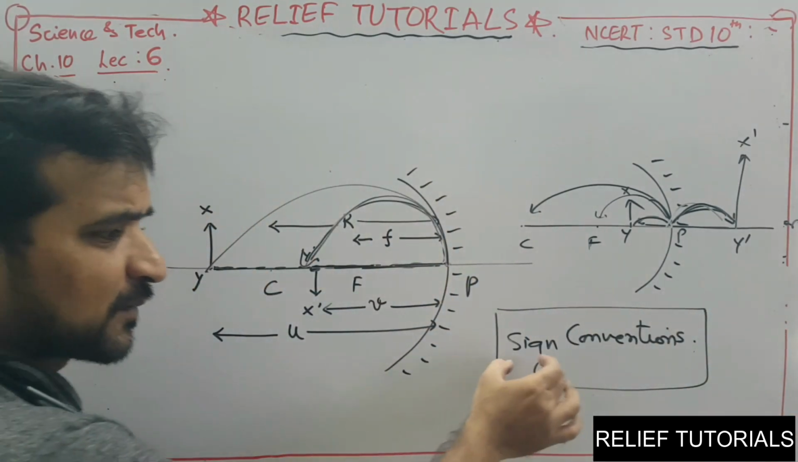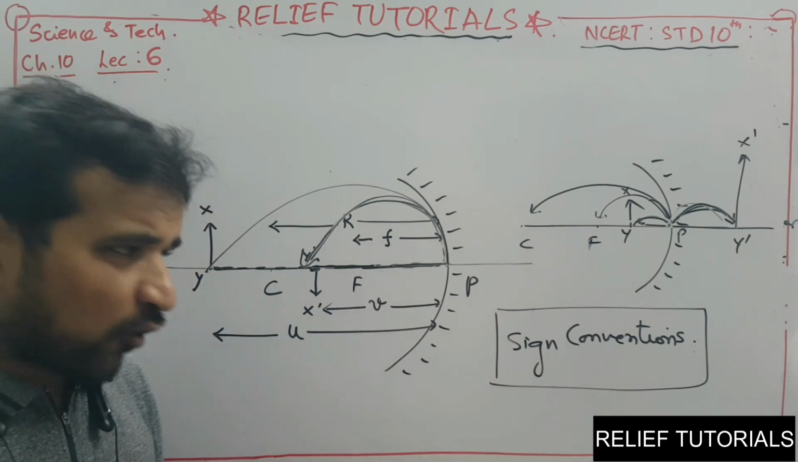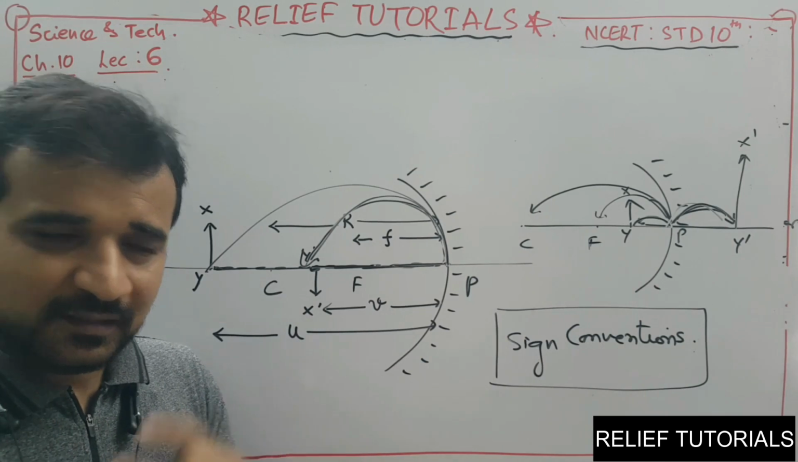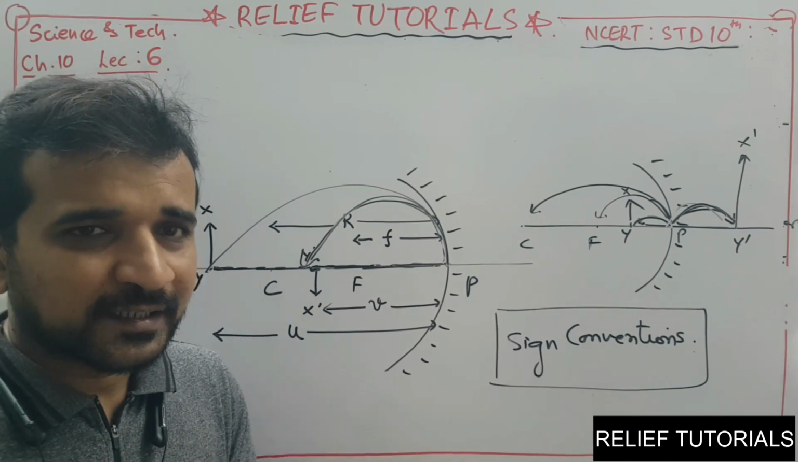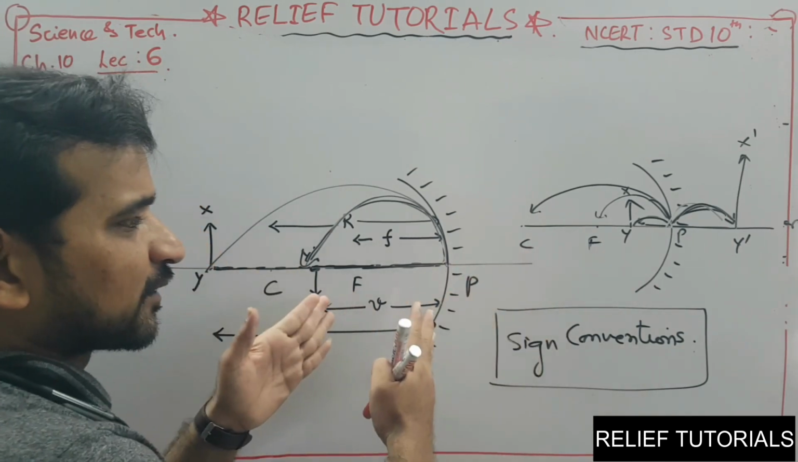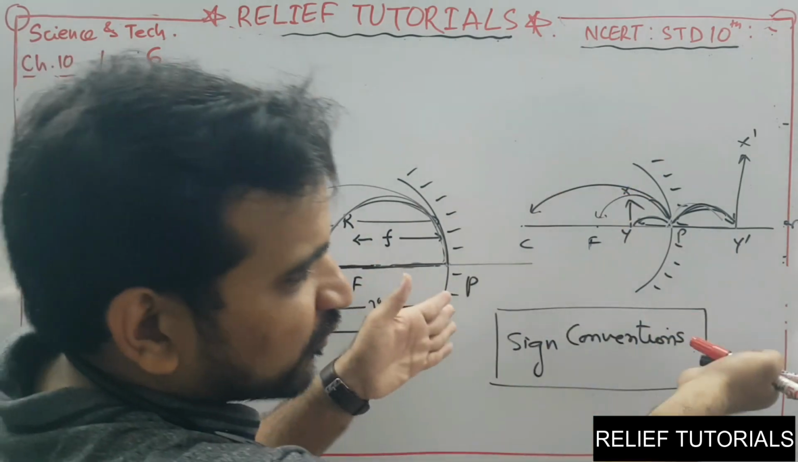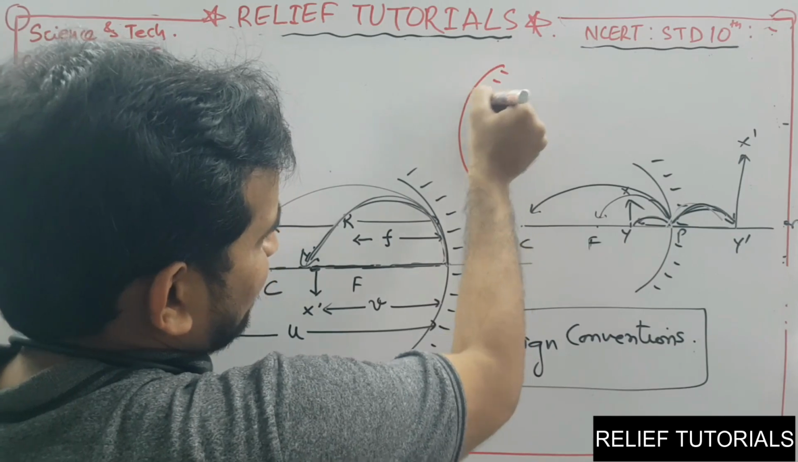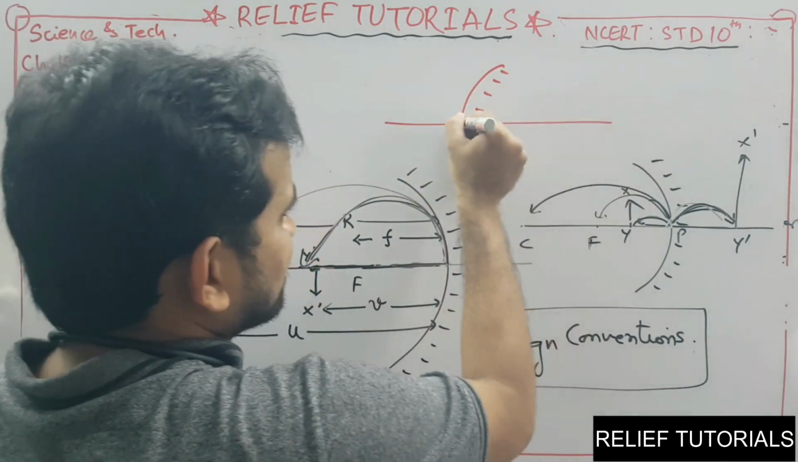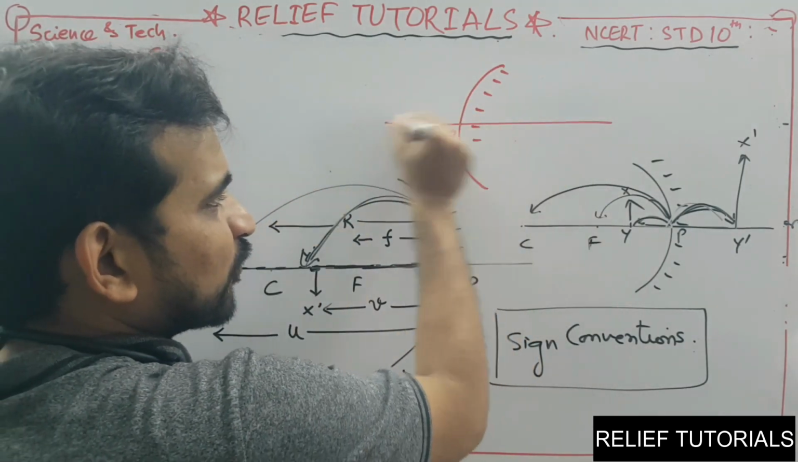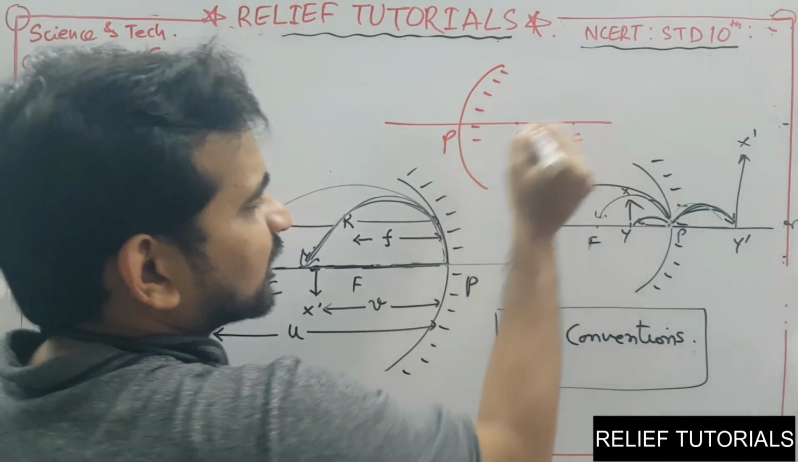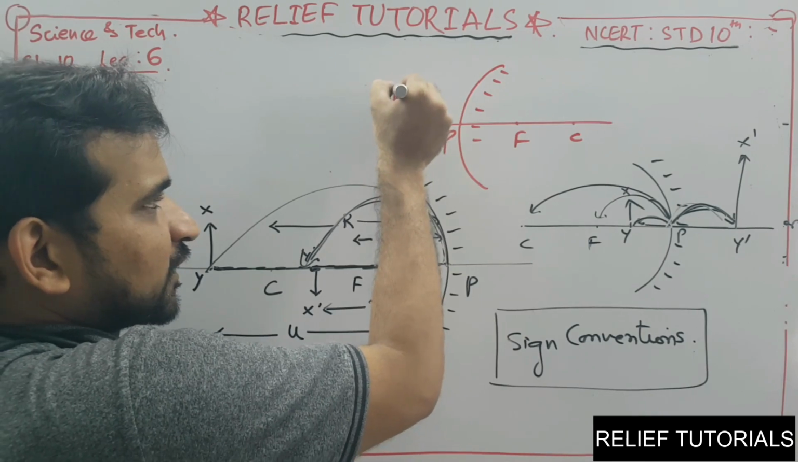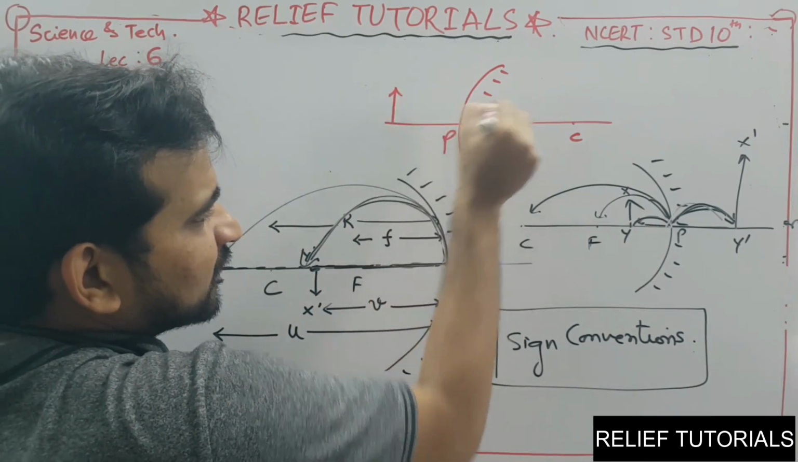So we should have some particular sign conventions. Sign convention means that all the distances should be given particular signs. The distance should be either positive or negative, because the distances we are measuring are sometimes on the left and sometimes on the right. Look at that in the convex mirror. Let us say this is convex. This is the principal axis, pole, focus point and center of curvature. Here you are placing the object, so we know that the image will be here like this.